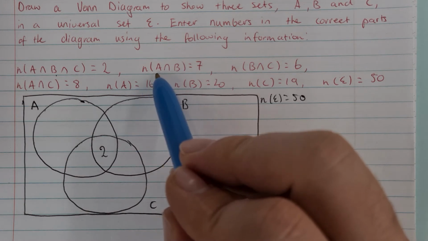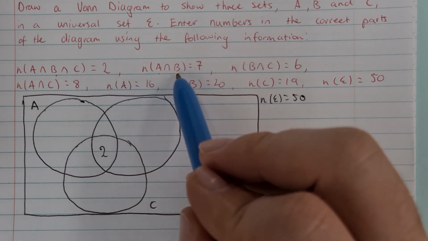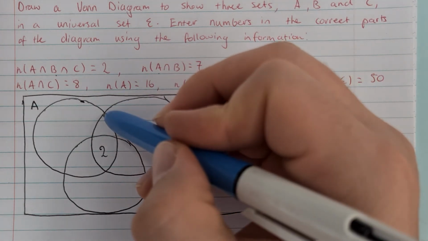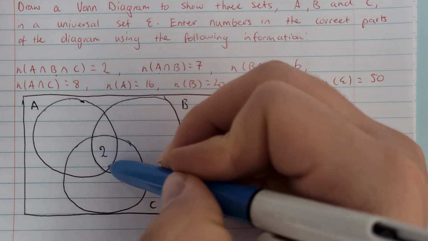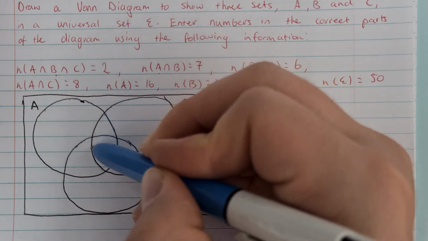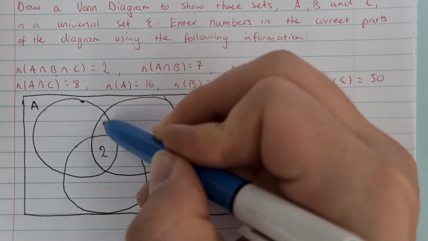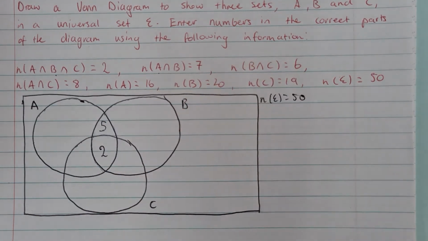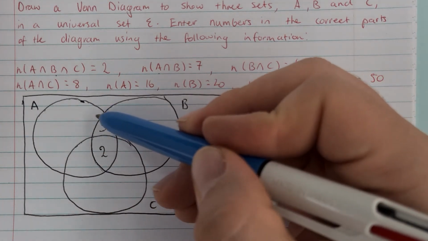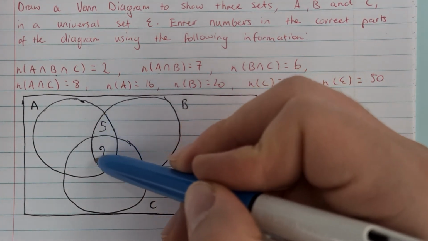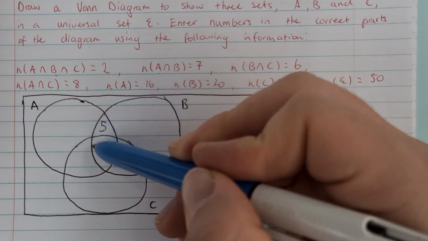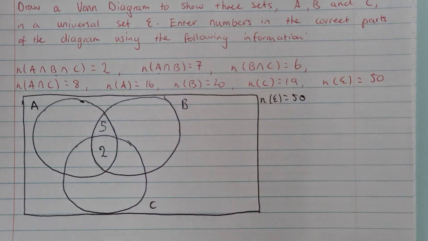We've got the number of elements in A intersection with B is 7. So in this section here, where A and B intersect, there needs to be a total of 7. We've already got 2 here, which leaves 5 remaining in there. So we can see that where A intersects with B in here, we've got 5 plus 2, which is 7.